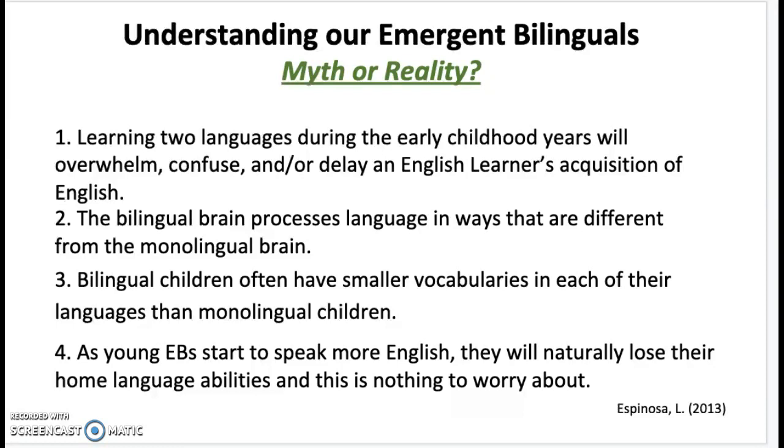If it is sufficient in quantity and quality, children can become fully proficient in more than 1 language. And research shows significant advantages to children that are bilingual or know more than 1 language. So that was a myth. Number 2, the bilingual brain processes language in ways that are different from the monolingual brain. Is that a myth or reality?